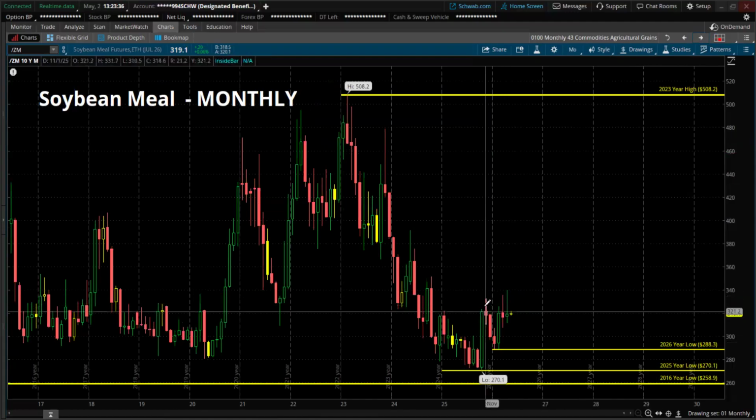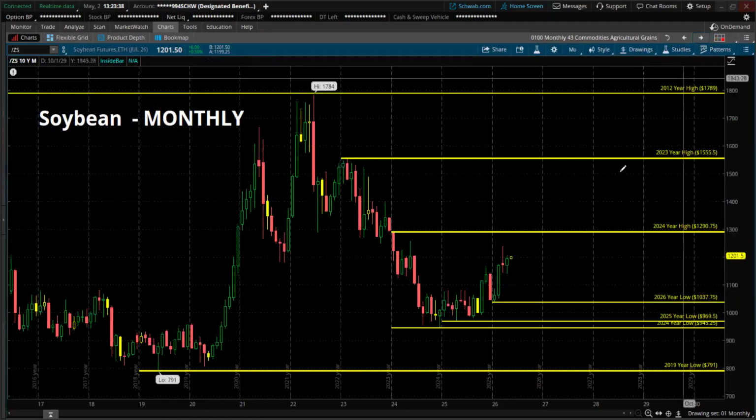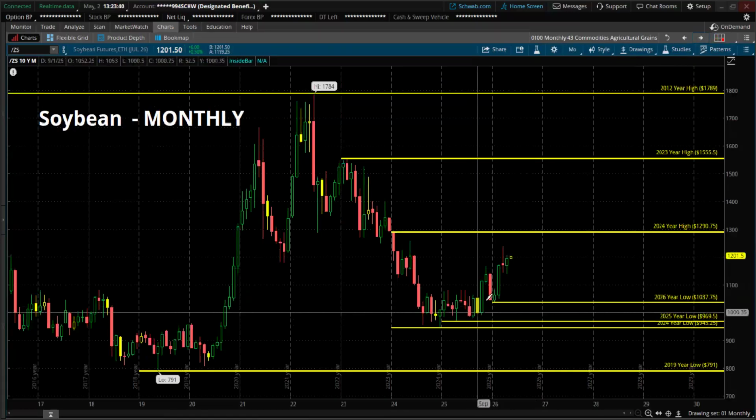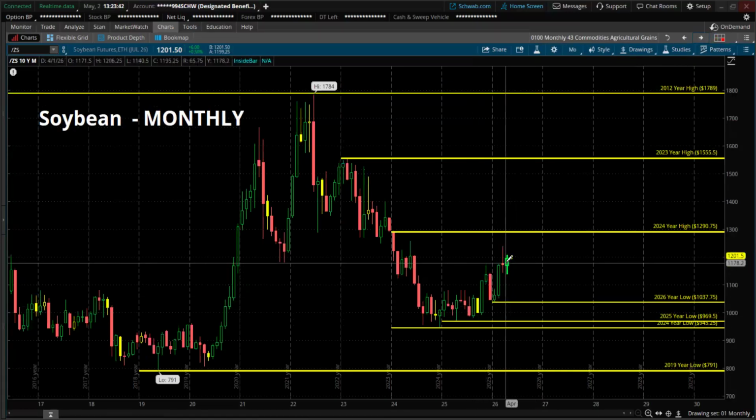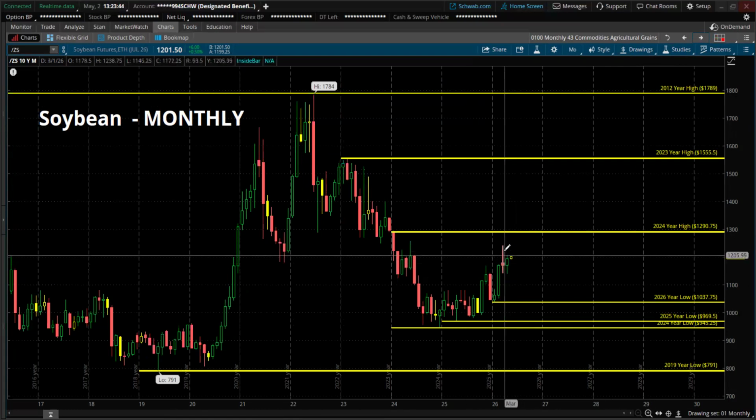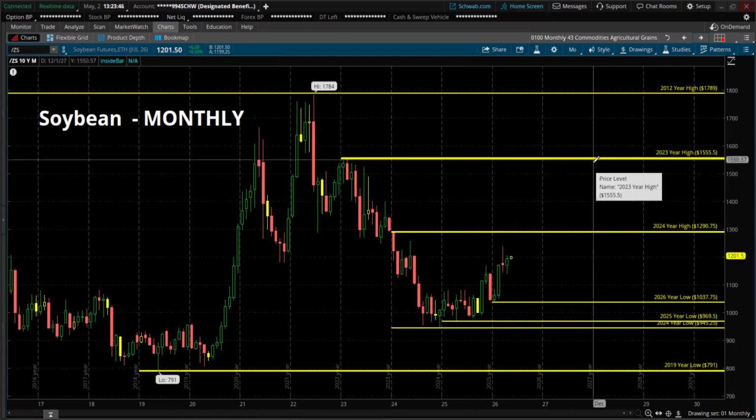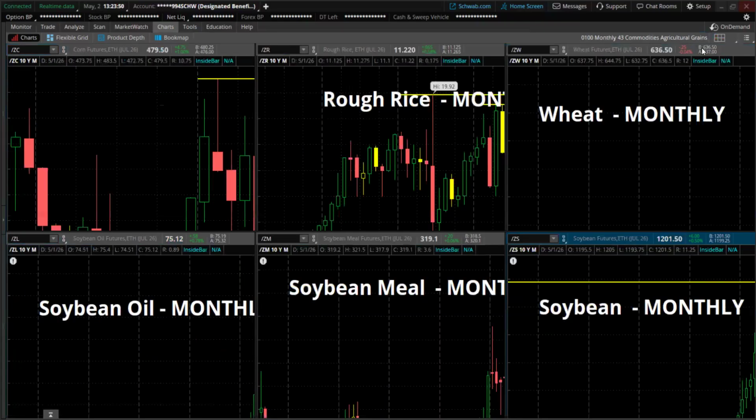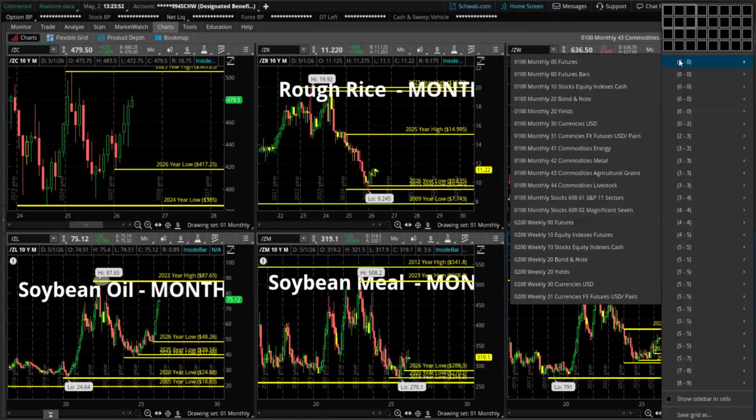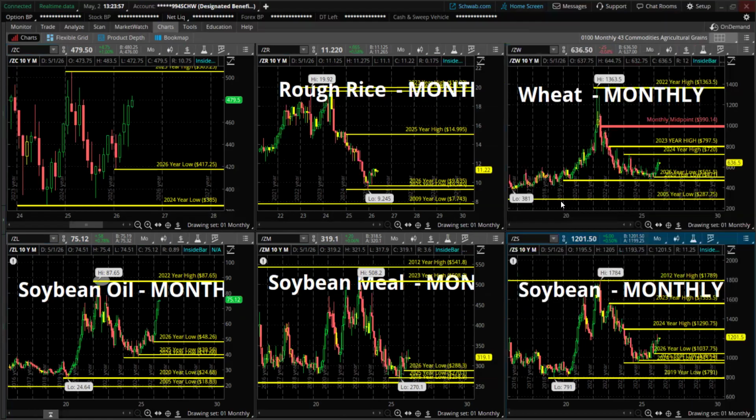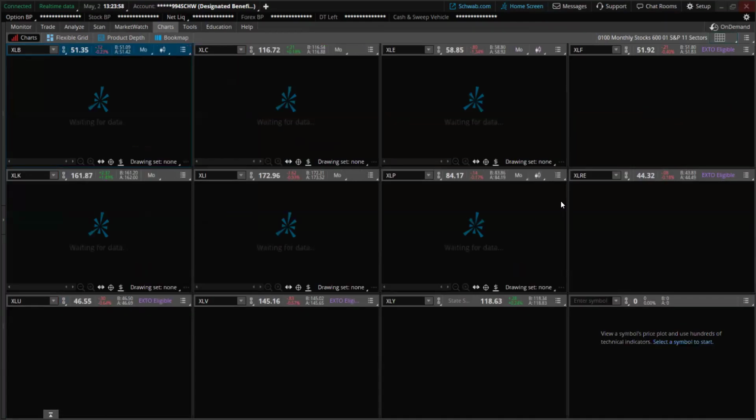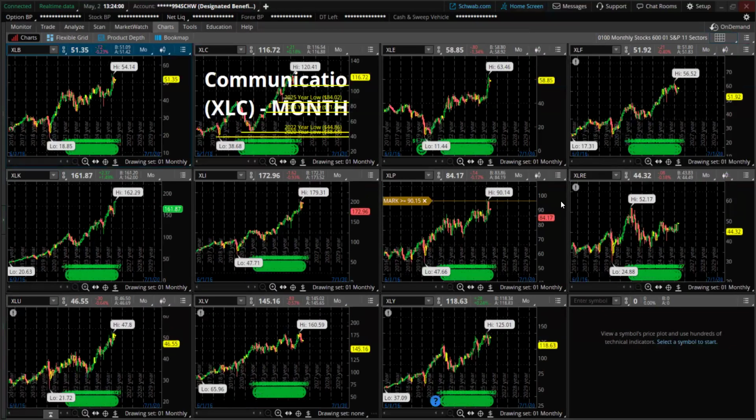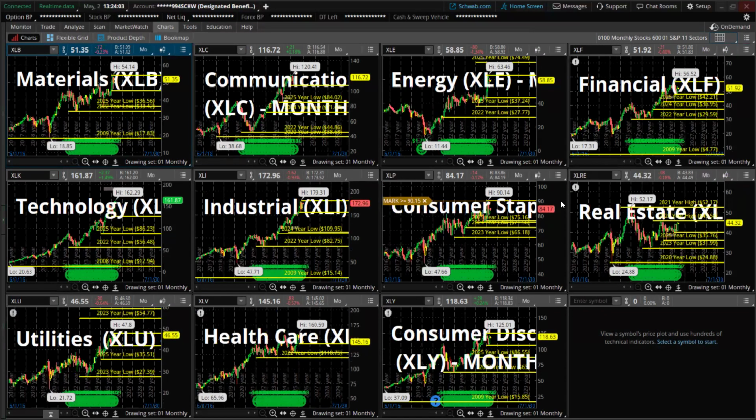consolidation of big rejections up here on the wicks. And soybean inside this candle. Little trading range here, but lower high from the prior month. Now we'll go to the major stock sectors. The S&P 500, which I showed you, has several stock indexes in it. Well, it's made up of 11 sectors.